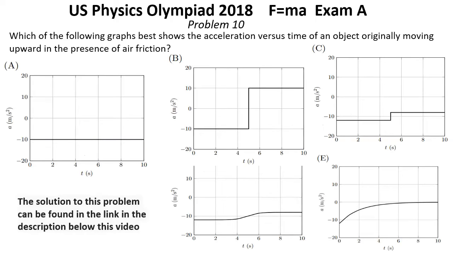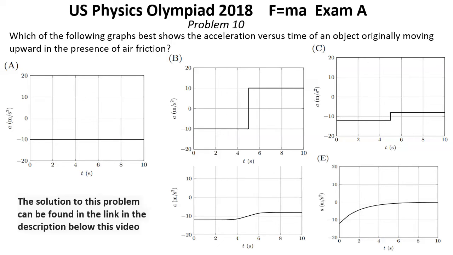Problem number 10. Which of the following graphs best shows the acceleration versus time of an object originally moving upward in the presence of air friction? Solution for problem number 10.